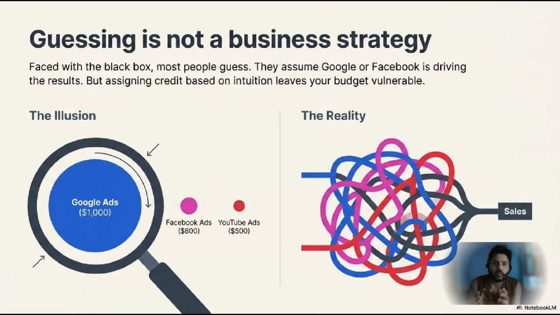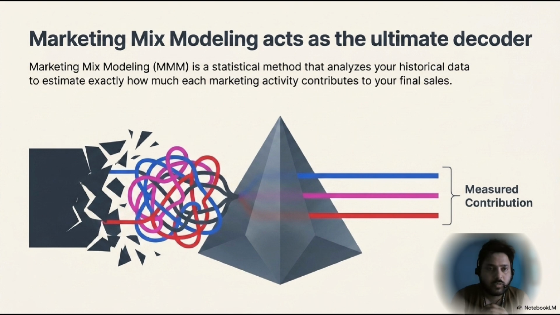Marketing channels frequently work together. A customer might first watch a YouTube ad, later see a Facebook ad, search for the product on Google, and then finally make a purchase. So assigning all the credit to one channel may produce a misleading conclusion. And when important budget decisions are based on intuition rather than evidence, the business becomes vulnerable to wasted spending. This is where marketing mix modeling comes in.